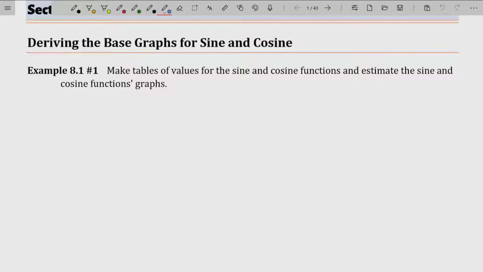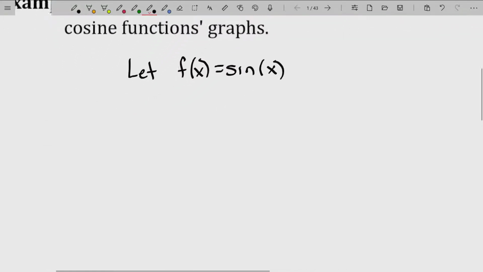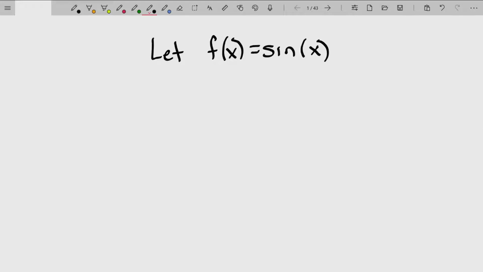So let's go ahead and make a table of values for the sine and cosine functions, and then we're going to estimate these sine and cosine function graphs. This is going to be an estimate of the base graphs for the trig functions sine and cosine. Now I have a habit of starting with the sine function just because I like the sine function. So we're going to start with the sine function here.